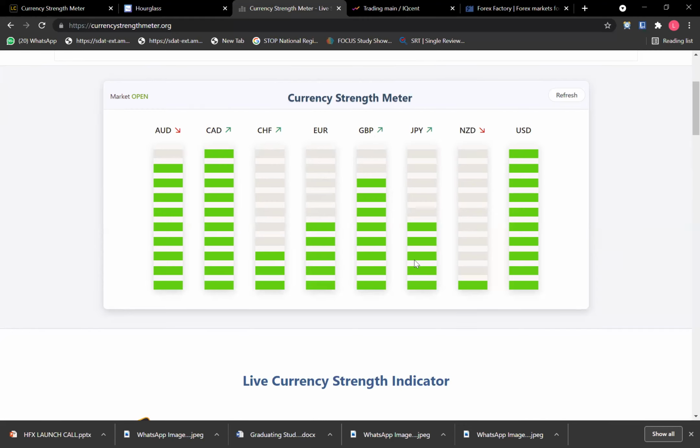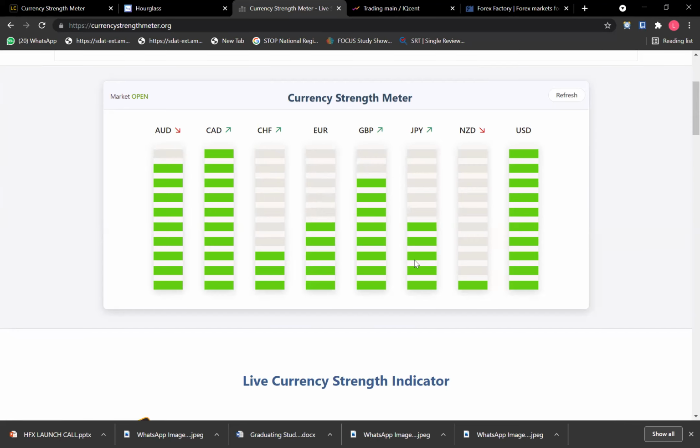What is going to happen to that market? Is the market going to buy or sell? Exactly. Someone said buy. Wonderful. Someone else said buy. So I believe you guys understand how the currency strength meter works.